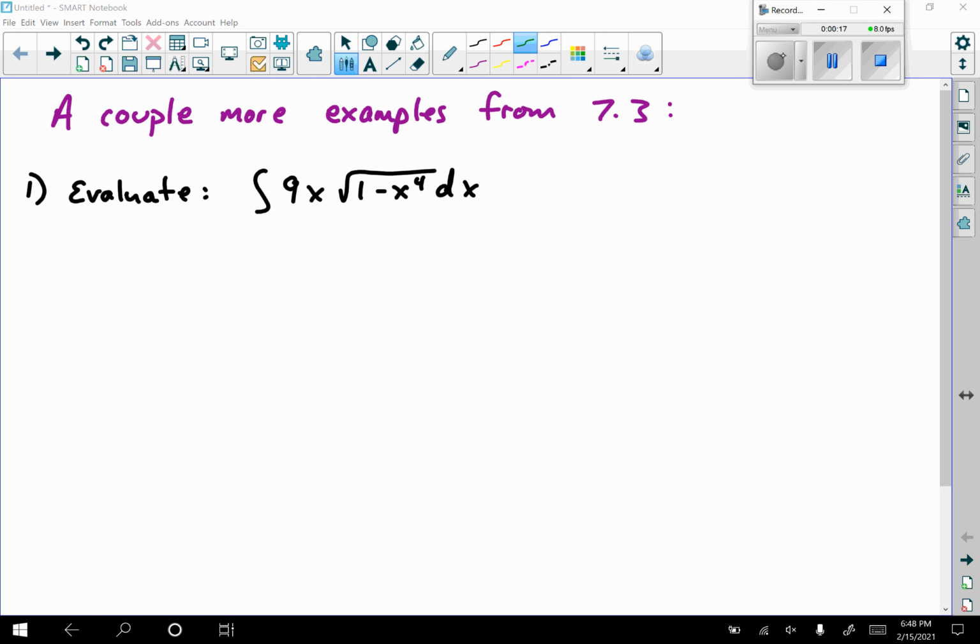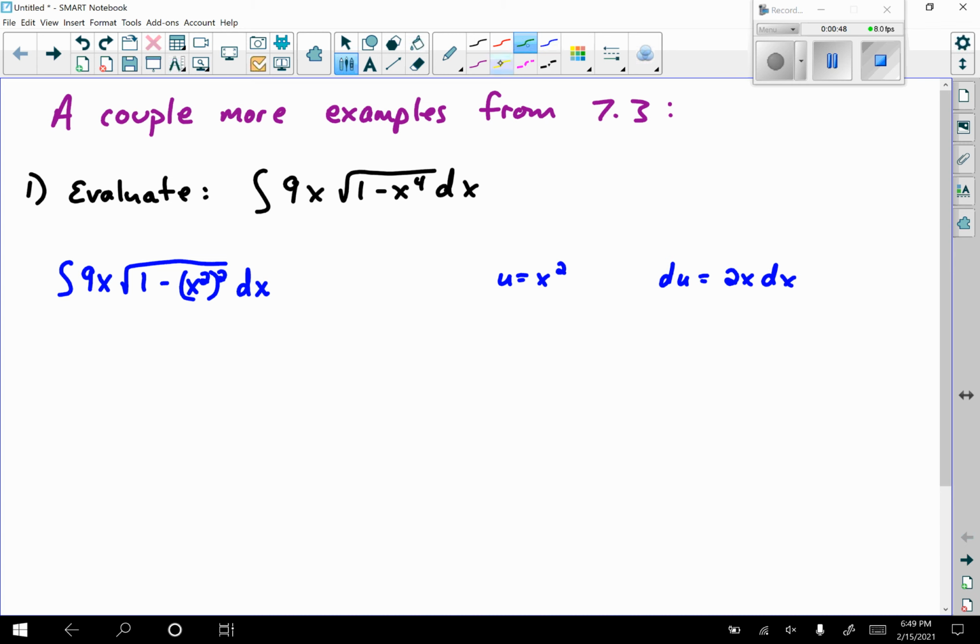So I want to take a look at this example. We want to evaluate this integral. Now this is done a little bit differently than most examples in section 7.3, but we're still going to need some trig identities to help us out here. So I want to first rewrite this as the integral of 9x times the square root of 1 minus x squared squared dx. So now I'm going to let u equal x squared. That means du is going to equal 2x dx.